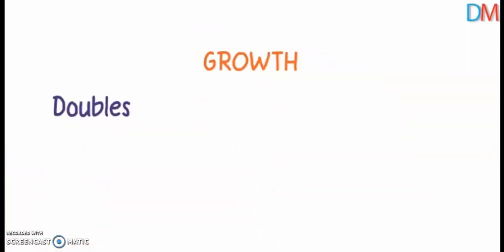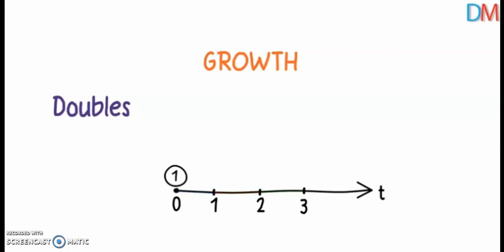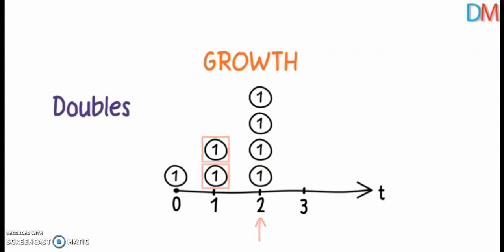Let's say a particular thing doubles every time period on this timeline. This is today and every unit is one time period. Assume we have $1 with us. At the end of the first time period, this dollar doubles and you have $2. At the end of the second period, $2 doubles to become $4. And at the end of the third period, we have $8.